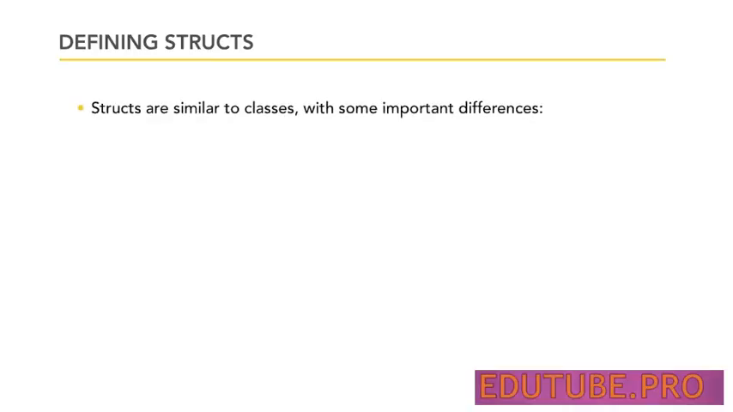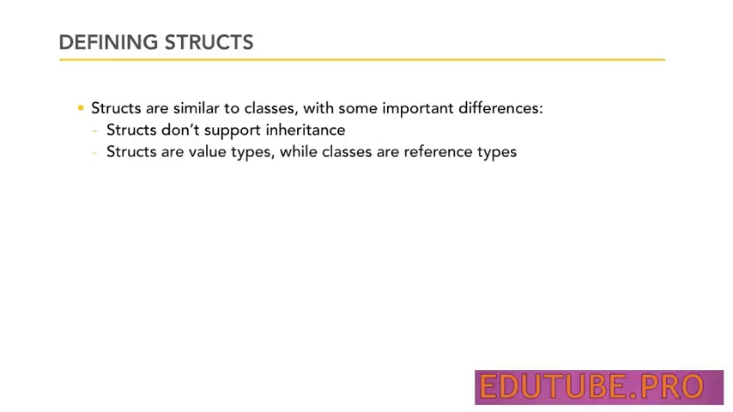If you're coming from a language such as C or C++, you're probably familiar with the notion of a struct. And if you're not, don't worry about it. I'll explain it here. But structs essentially are similar to classes, but there are some important differences that you're going to find. First, structs don't support inheritance. When you define a struct, you define its members and its data types and so on, but you can't derive one struct from another.